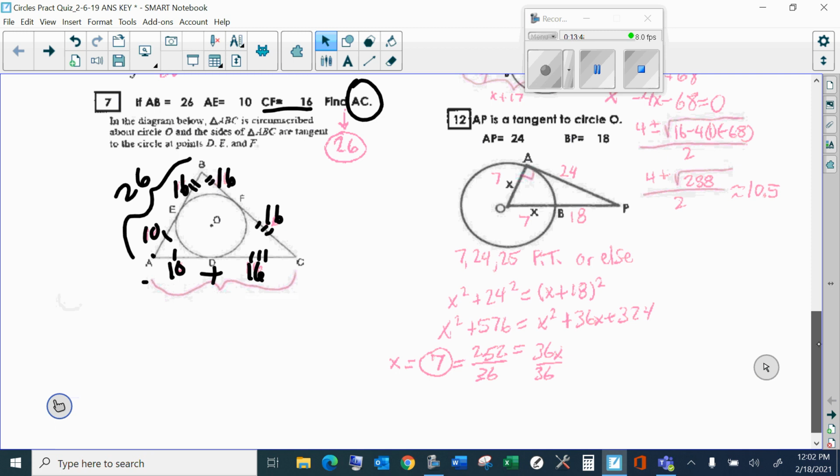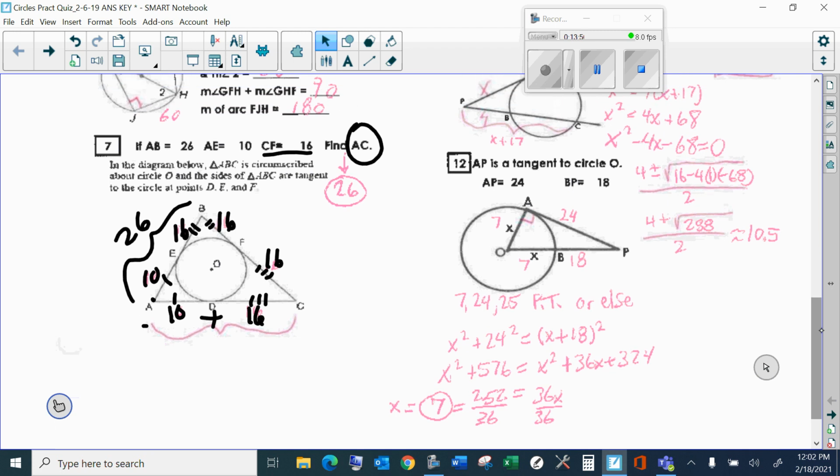And lastly, number 12. Okay, AP is a tangent. So again, when it's a tangent to the center circle, we always know it's 90 degrees. I have that memorized, gone over that many times. We see we have X there and X there, and then it tells me AP is 24 and BP is 18. I have a right triangle, so I can use the Pythagorean theorem. And then obviously X plus 18 would be my hypotenuse. So that's my C right there. A squared plus B squared equals C squared.